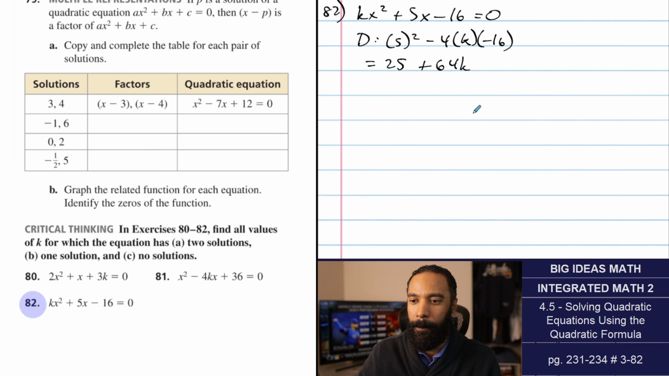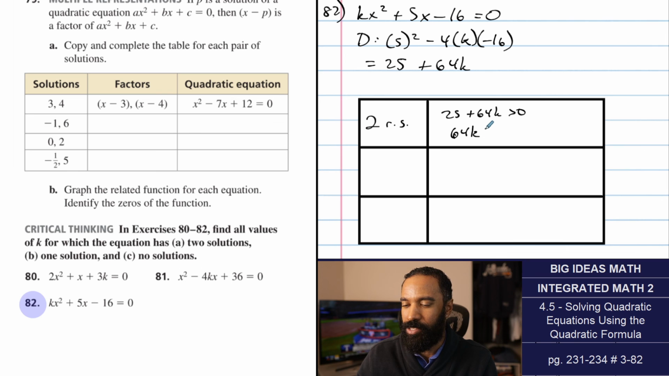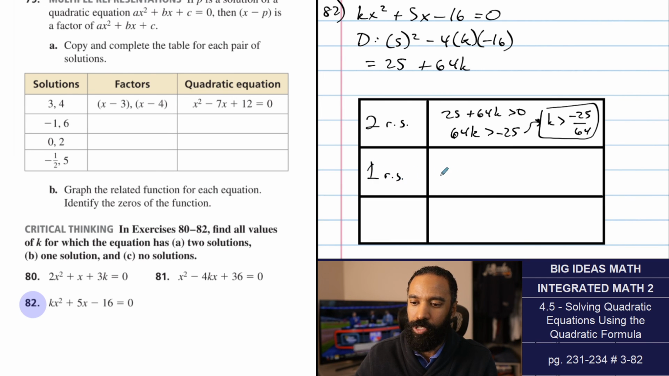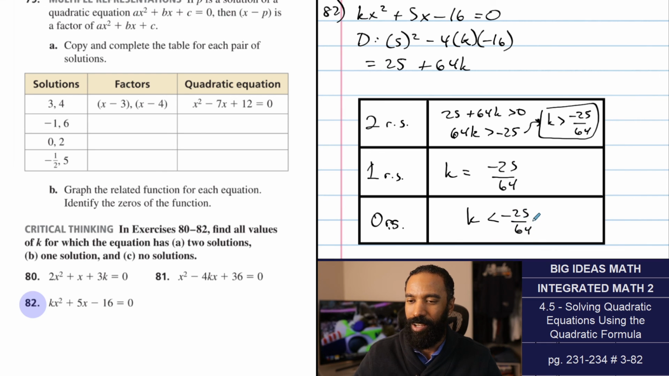All right, so this one, for two real solutions, 25 plus 64k must be greater than 0. Let's subtract, 81 was the hardest one. 64k is greater than -25. Divide both sides by 64. Weird fraction, but k is greater than -25 over 64, which cannot reduce. For one real solution, k has to be equal to -25 over 64. And for no real solutions, k has to be less than -25 over 64.